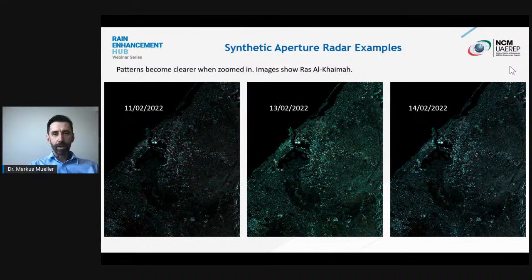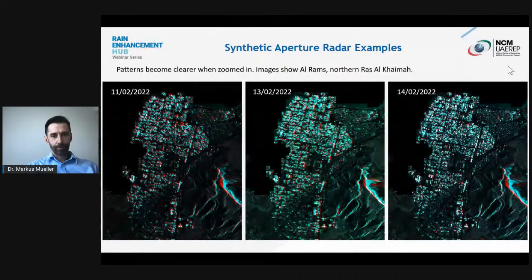This is Ras Al Khaimah, where you can see on the left the first image before the rainfall event, very dark, so basically we didn't pick up any soil moisture. Then on the 13th in the morning, quite a clear indication that there was rain, and on the 14th it dropped, but it's still there. Next slide, please.